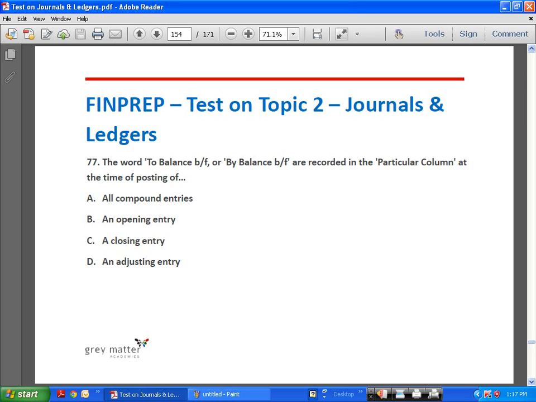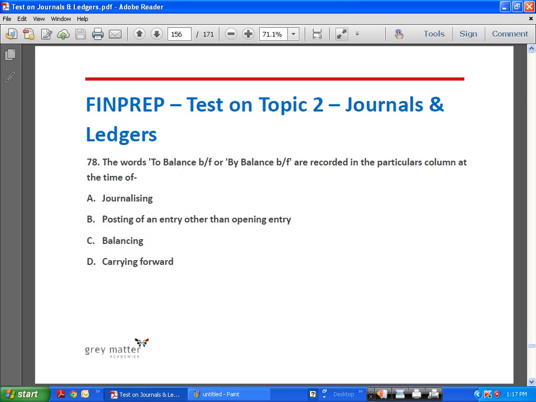So these words are used in order to record the opening balances of various assets, liabilities, and capital. The words "to balance brought forward" or "by balance brought forward" are recorded in the particulars column at the time of carrying forward. That is, we are bringing down the balances or carrying forward the balances to future years. So we use the words when we are carrying forward balances.